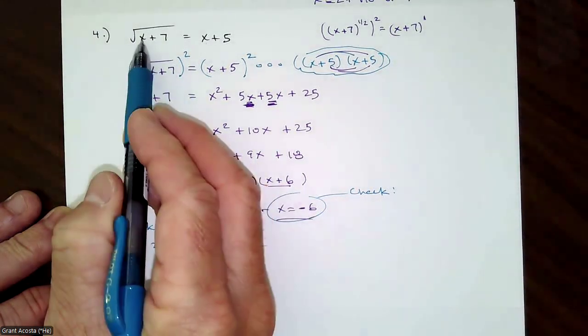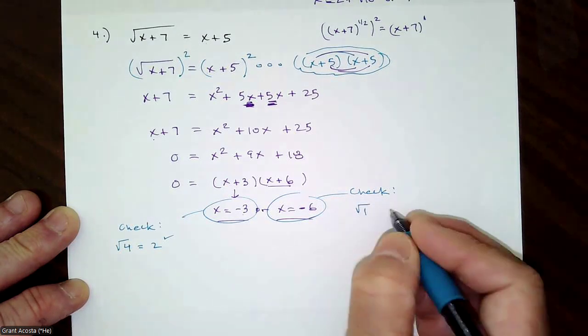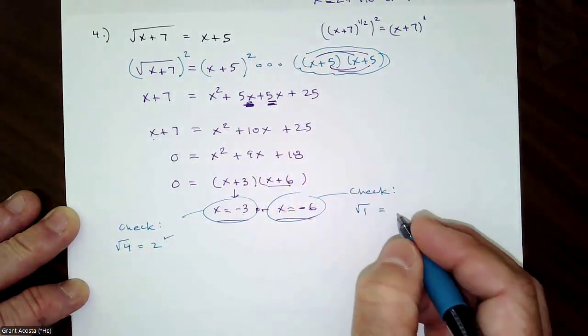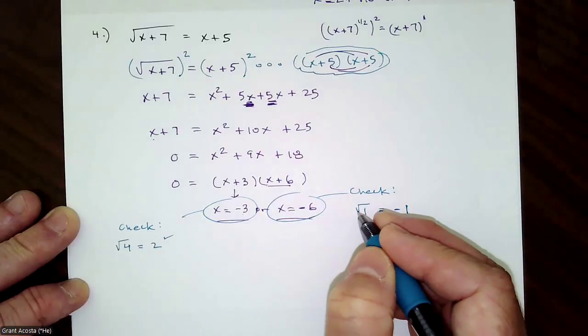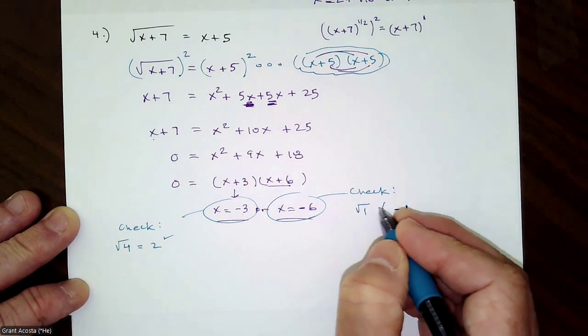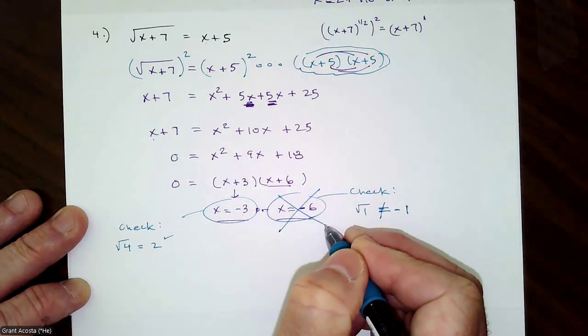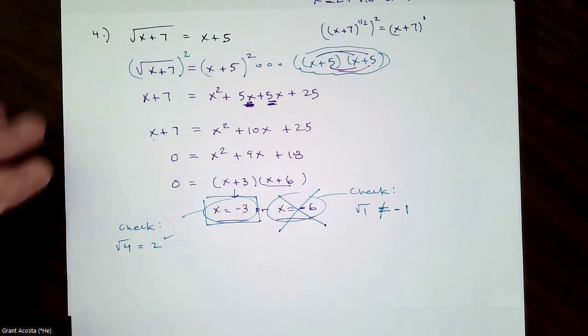If I plug in -6 here for x, -6 plus 7 is 1, so I'd have the square root of 1. But if I put -6 plus 5 into here, I get -1. And remember what we said about square roots. The square root of 1 is not plus or minus 1. It is positive 1. This does not work, which means x equals -6 will not work. My one and only answer is -3.